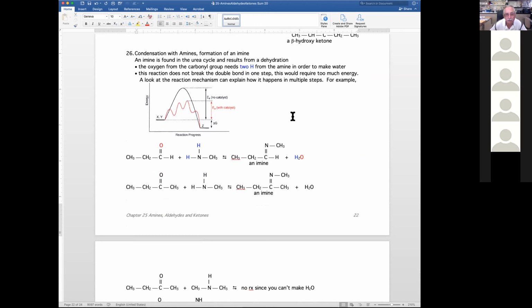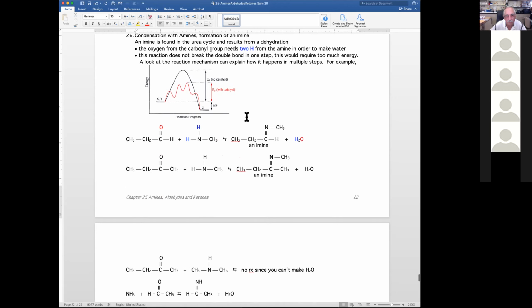Here's another condensation between the carbonyl group with amines. And what you form is called an imine. So an imine, for example, is found in the urea cycle. And anyway, if we look at the reaction right here, again, this is what you would see on the exam. What you should think about is dehydration. Can you make water? That's the important thing.